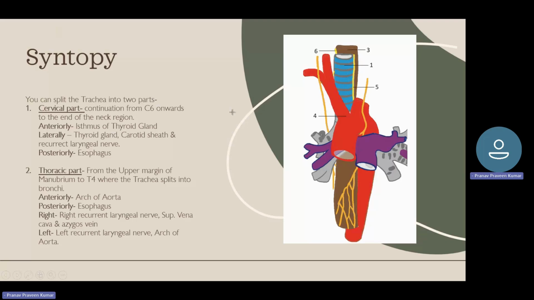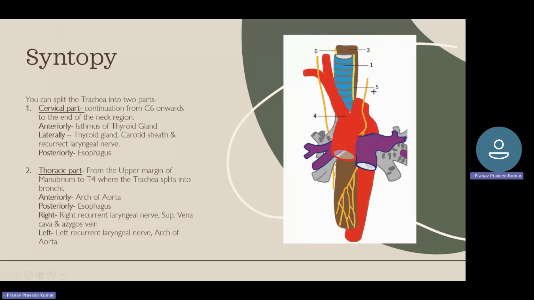Now, the cervical part. Anterior to the cervical part would be the thyroid gland, the isthmus of the thyroid gland. Lateral to it would be the thyroid gland itself, with the carotid sheath and recurrent laryngeal nerve. That would be this yellow color structure that you see here.